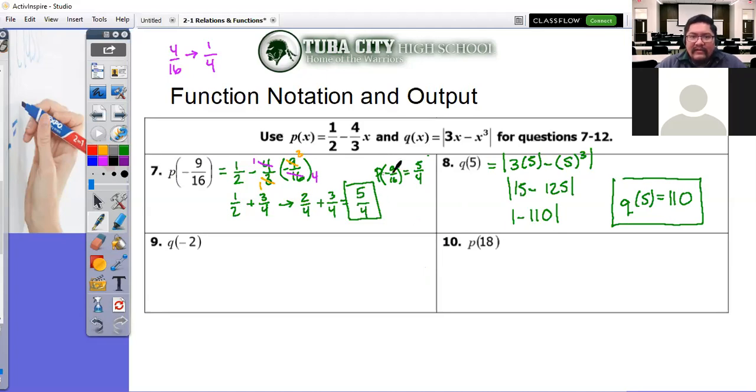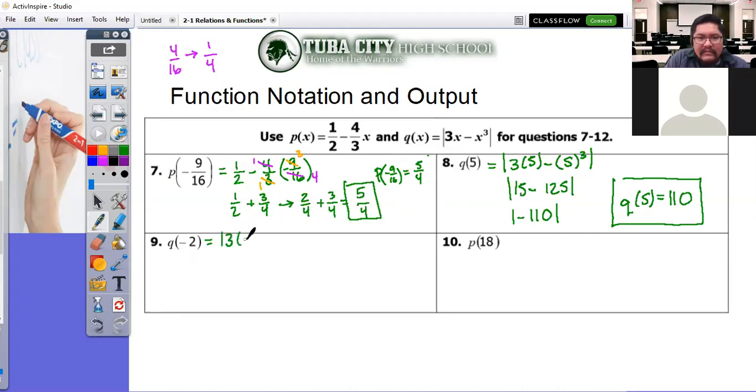So P of negative 9/16 equals 5/4, or about 1.25. All right, now we got the same thing, but we got -2 for Q. So let's go ahead and take this and plug in -2.